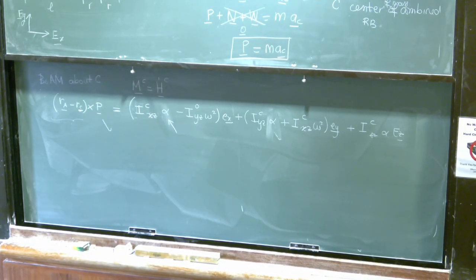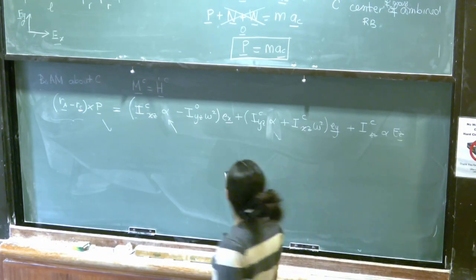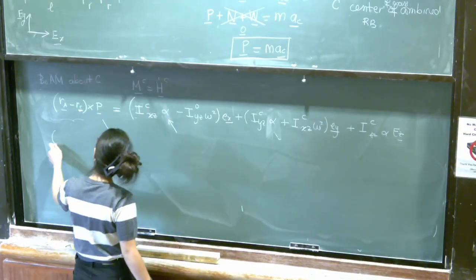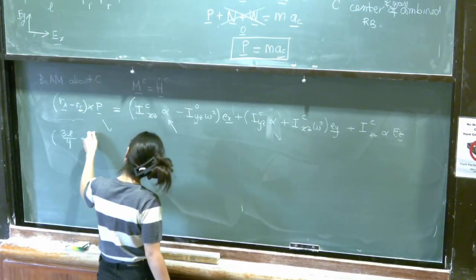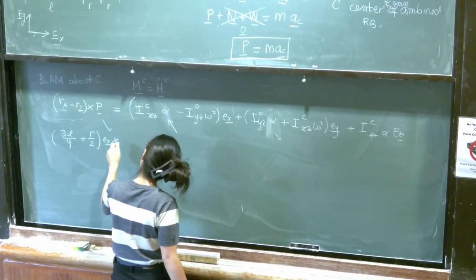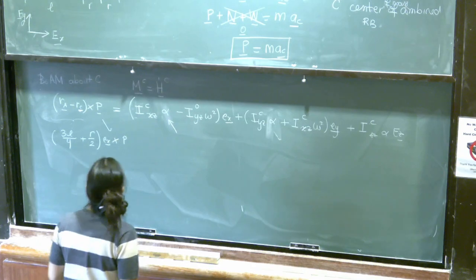Along EX, m over 2, 1 over 4, m, well, m cancelling out. Okay, so 1 over 4 plus 1 over 2 is what? 3 over 4. 3 over 4 L plus R over 2 EX. Right? Is that what you got? Awesome. Okay, so this is here 3L over 4 plus R over 2, cross P EY.